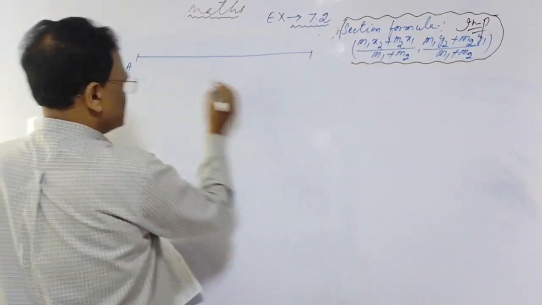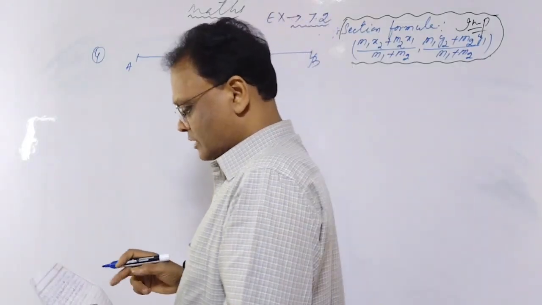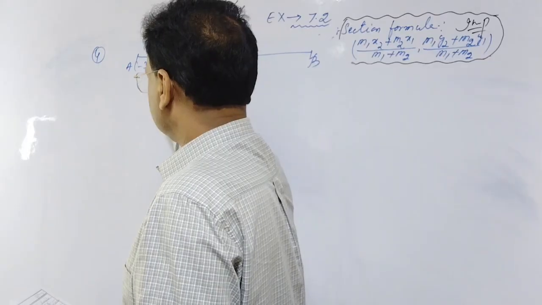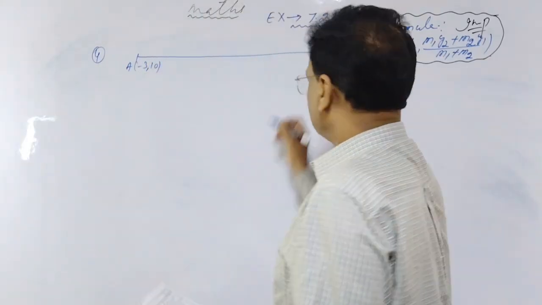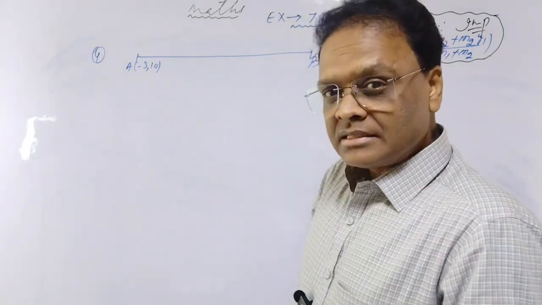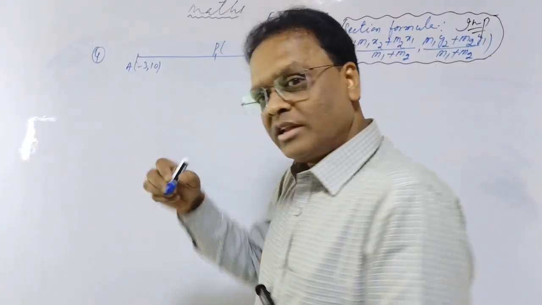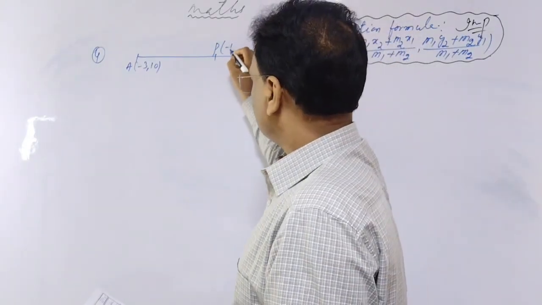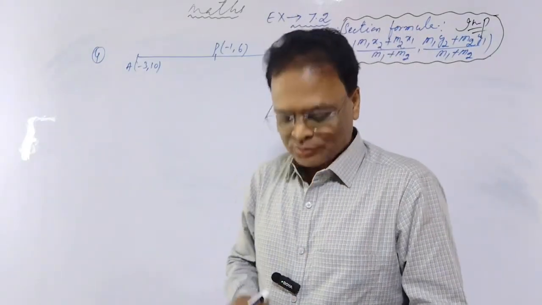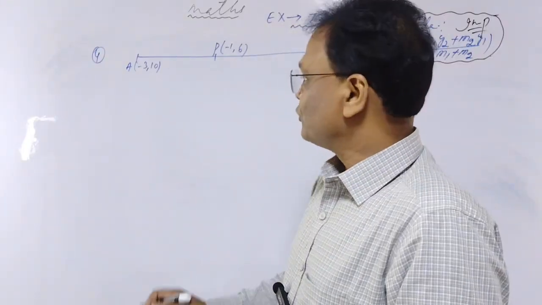Suppose this is A, this is B. The coordinates of these 2 points are already given: -3, 10, and the second is 6, -8. And this is divided by a point P whose coordinates are also given, -1,6. What is he asking? What is not given? The ratio is not given. So we have to find the ratio.